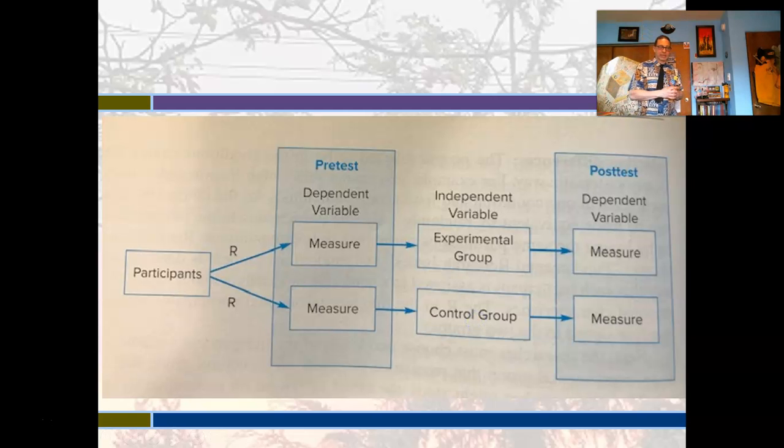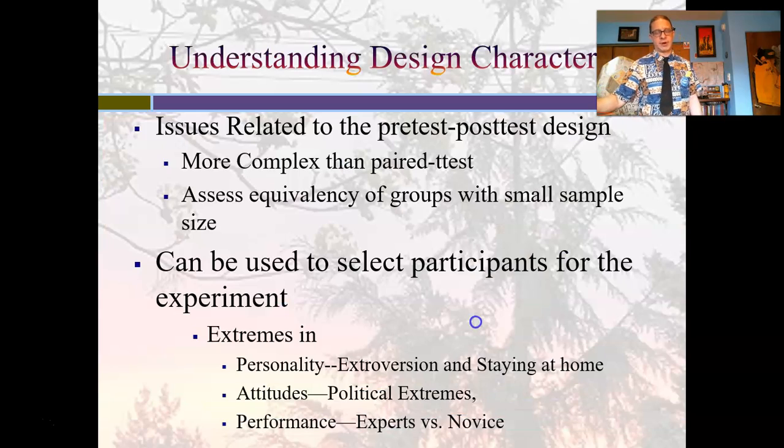In the book, we look at it like this. Participants at the beginning are randomly assigned to either the experimental group or the control group. They all receive the exact same measure, the dV, beforehand, and the same dV afterwards. So the problem is that it's more complex than a t-test. So you have to understand that your statistics need to match that. But you can assess equivalency with the small groups.